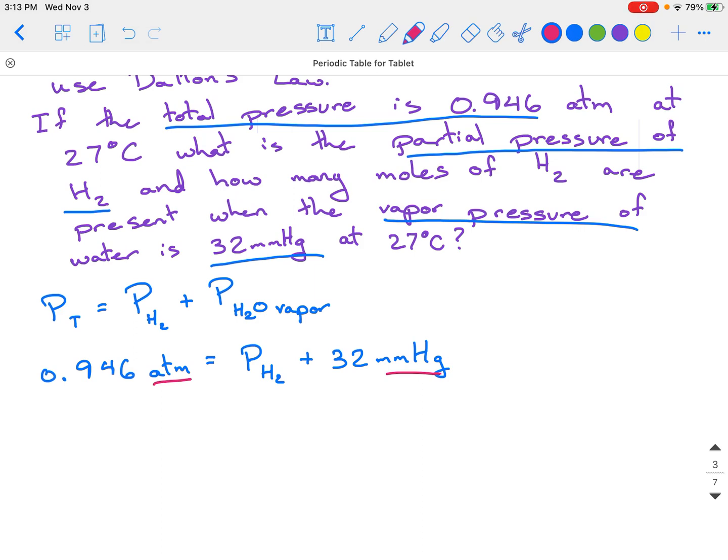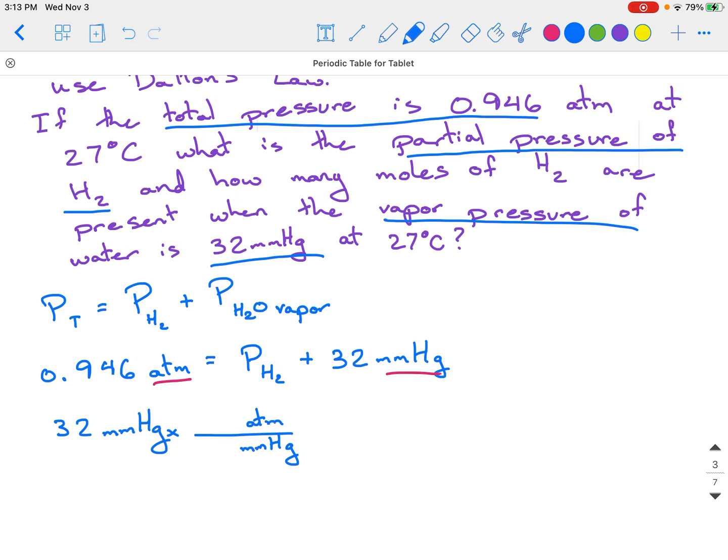Now it doesn't matter which way I convert this. I can convert everything over to atmospheres. I can convert everything over to millimeters of mercury. Regardless of the way you decide to go about this, you should end up getting the same answer. So I'm going to pick atmospheres because I like atmospheres. So let's take our 32 millimeters of mercury and convert it to atmospheres. I'll set up my dimensional analysis. I want millimeters of mercury on the bottom. I want to go to atmospheres.